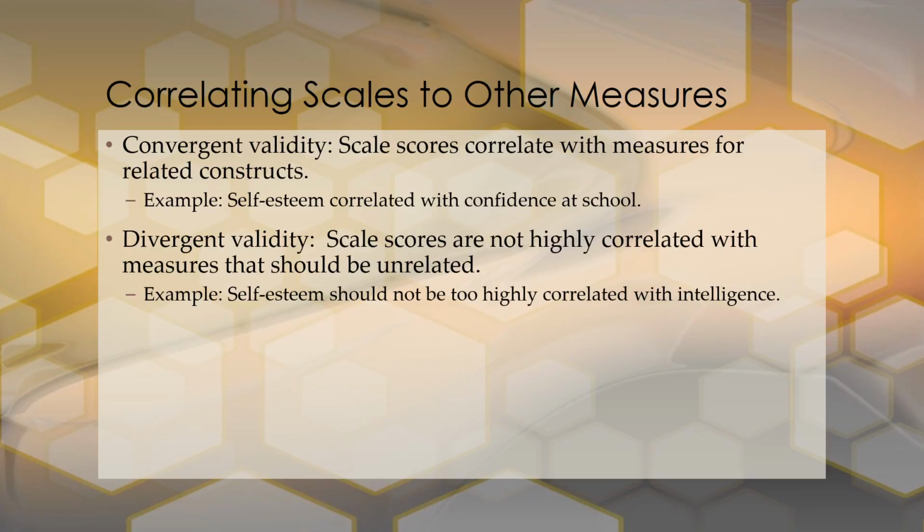So when you're creating a scale, it's really a good idea to, one, read the items and make sure they have face validity and content validity, but also that they correlate with things that they should, and have convergent validity, and not be highly correlated with things that they shouldn't be, and have divergent validity.